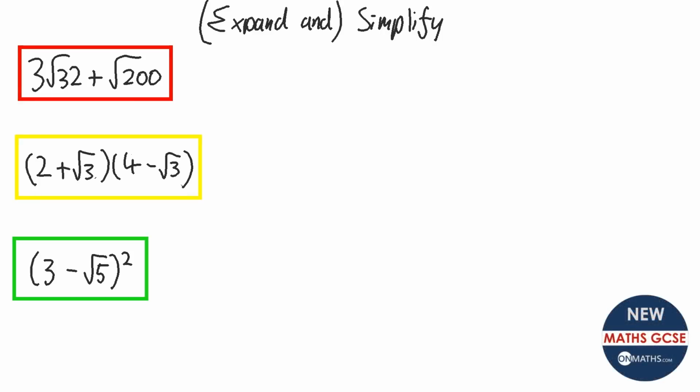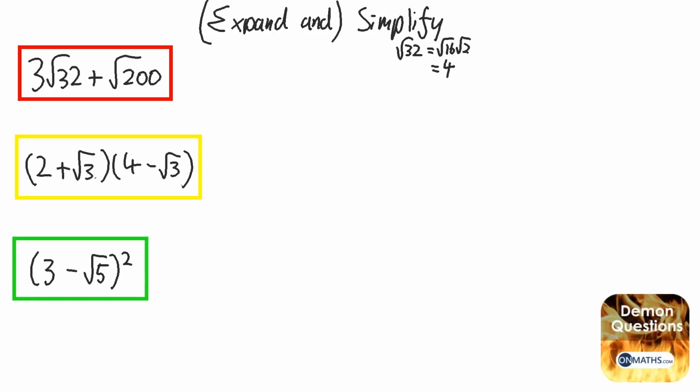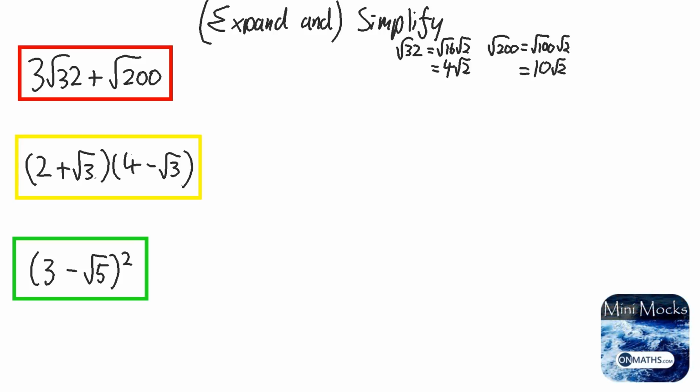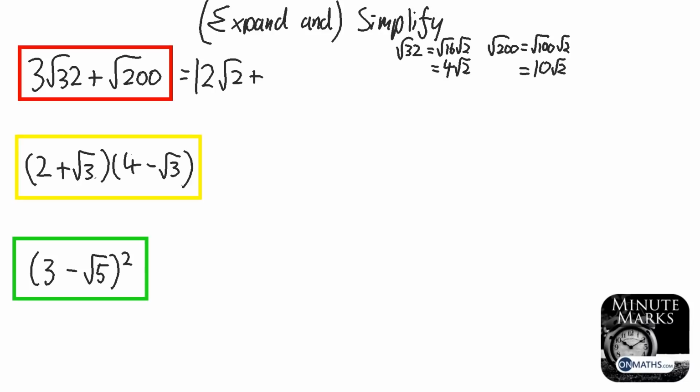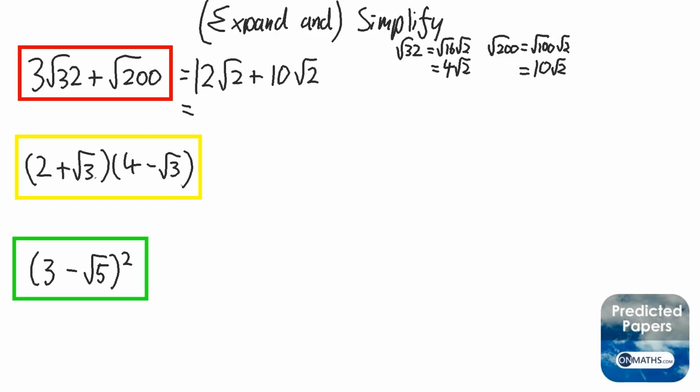Okay, so for the first one, root 32 is just root 16 root 2, which is 4 root 2. Root 200 is root 100 root 2, so that's 10 root 2. So I'm going to do 3 times 4, which is 12 root 2. And then I'm going to do 10, well, there's nothing on the outside there, so it's just 10 root 2. 12 plus 10 is 22 root 2.